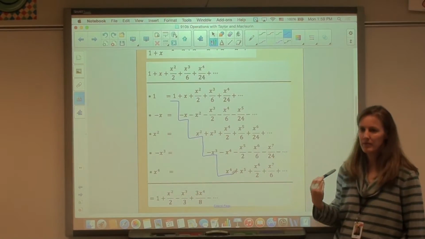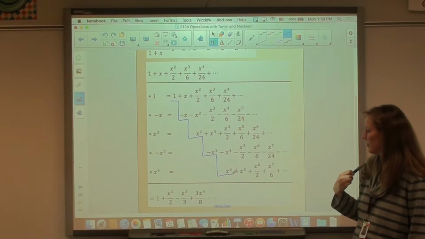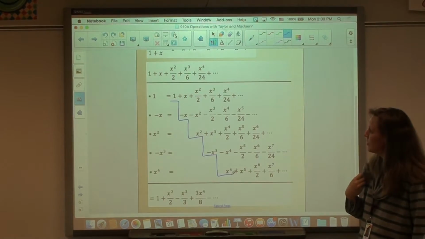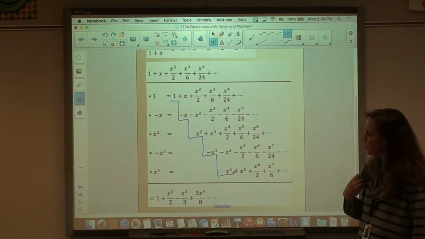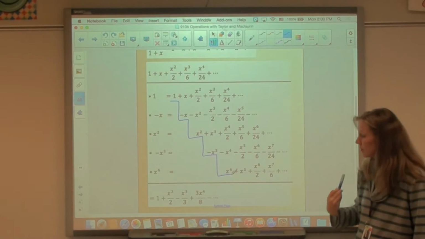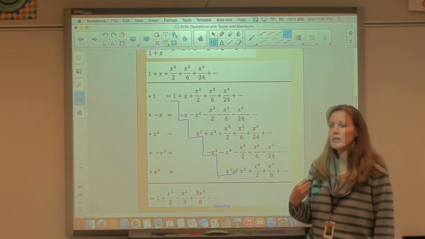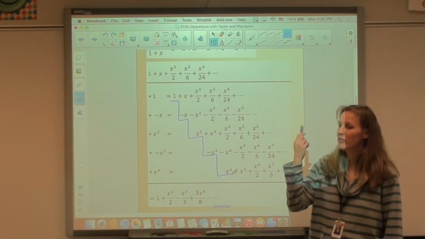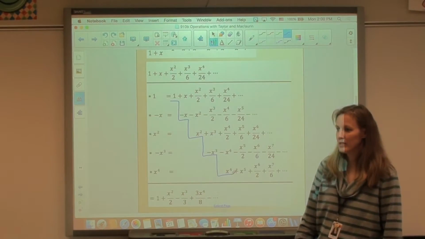Wait, isn't it x to the third over 6 minus x to the third over 2, not negative 2x to the third over 6? Oh, I'm sorry. That's okay. It's a lot of arithmetic.